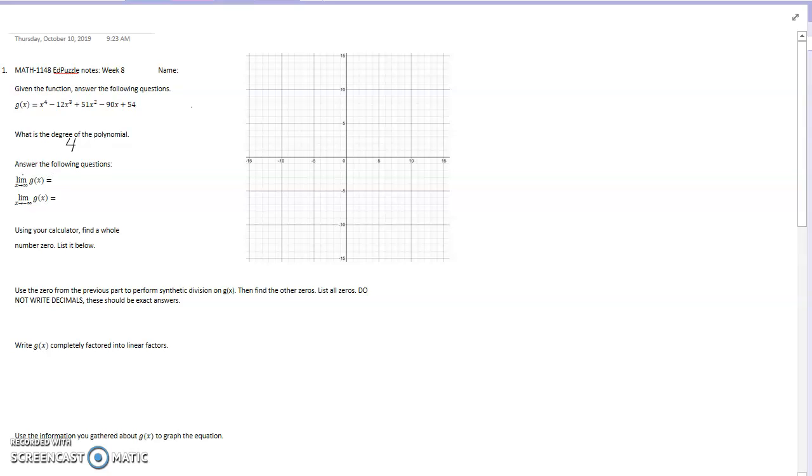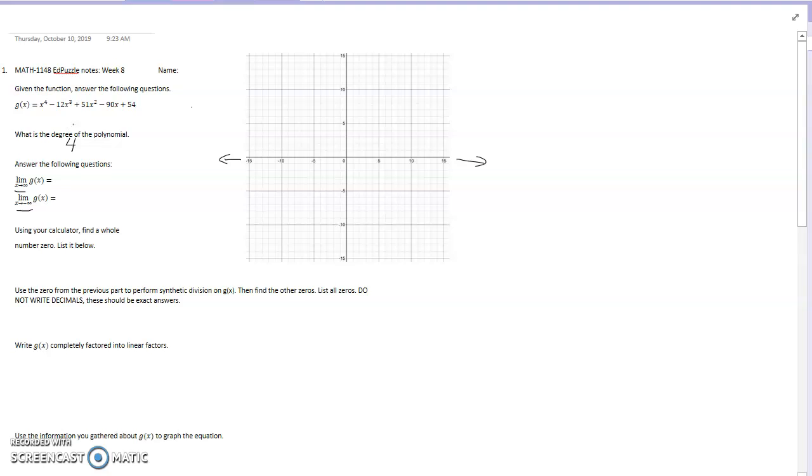The next question asks us to look at limits. So this says the limit as x approaches infinity. So this is what's happening on this boundary. And this says the limit as x approaches negative infinity. So what's happening out here? We have to be able to figure out the end behavior.